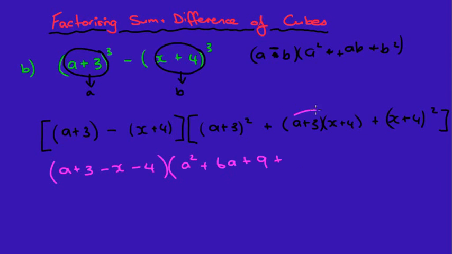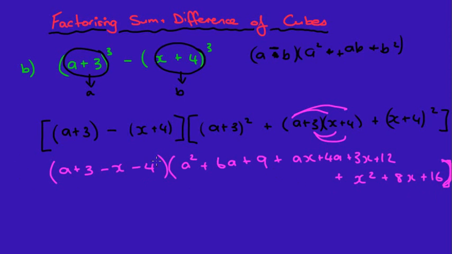Plus our normal quadratic, a times x is ax, a times 4 is 4a, 3 times x is 3x, 3 times 4 is 12. Run out of room here. Plus this last perfect square, so plus x squared plus 8x plus 16. Close brackets. A lot going on there. Actually, those brackets, isn't it? Okay, so my very last step.